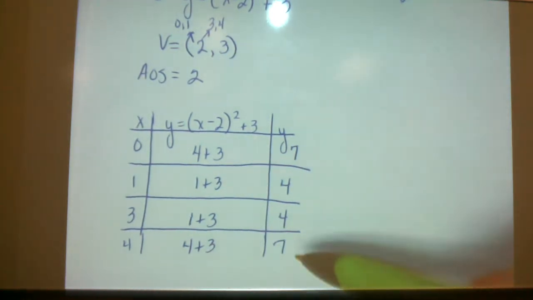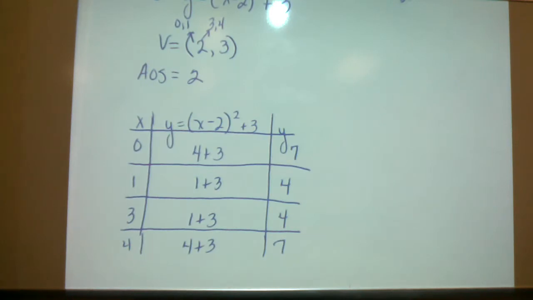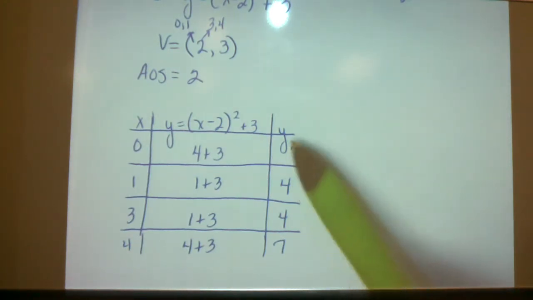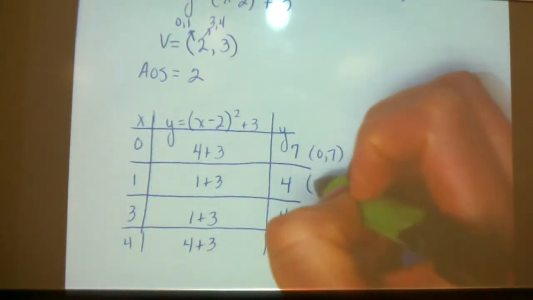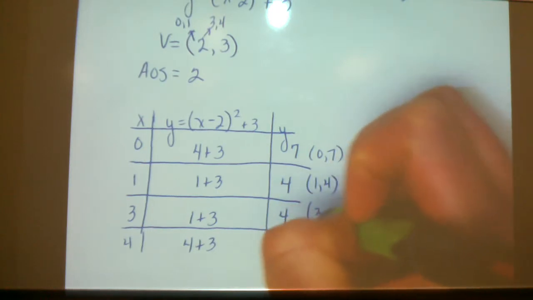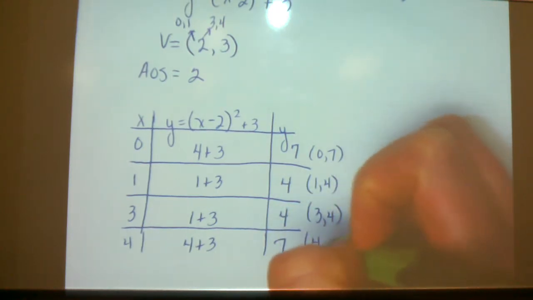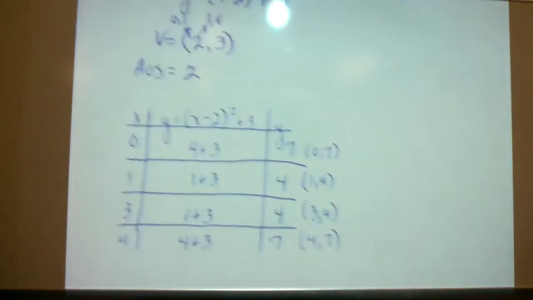Now I'm making sure that my y values are repeating. If they're not repeating, I've done something wrong, which they are. They are repeating, so I can continue. I've got 0, 7, 1, 4, 3, 4, and 4, 7. Let's graph it.